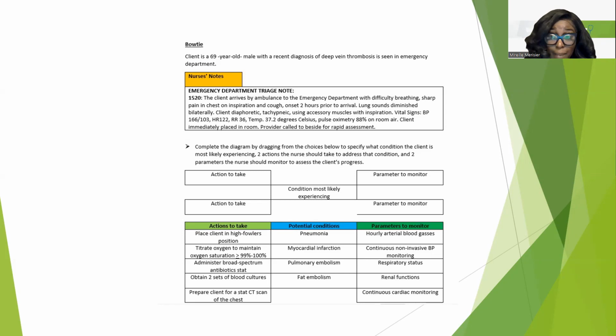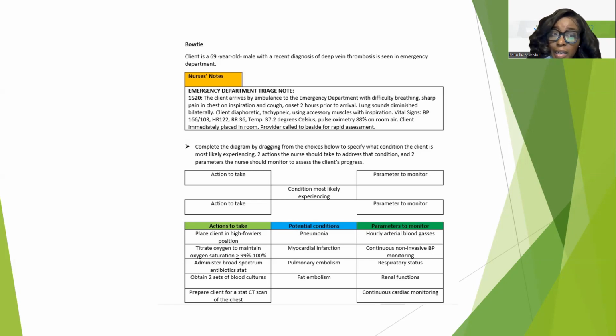So based on what I pick, remember that potential complication is the middle of your bow tie. Everything has to be related to whatever your answer choices are. So great, everybody says it's a PE. If I think it's a pulmonary embolism, what actions am I going to take?